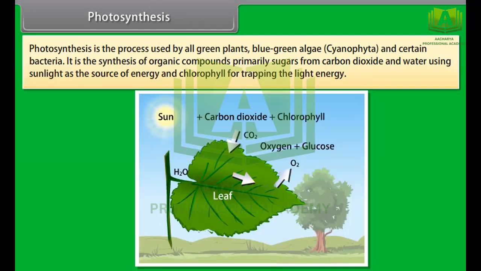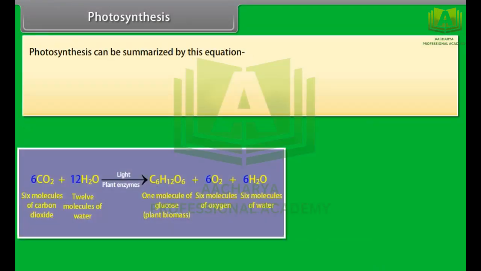Photosynthesis is the process used by all green plants, blue-green algae (cyanophyta), and certain bacteria. It is the synthesis of organic compounds, primarily sugars, from carbon dioxide and water, using sunlight as the source of energy and chlorophyll for trapping the light energy. Photosynthesis can be summarized by this equation.